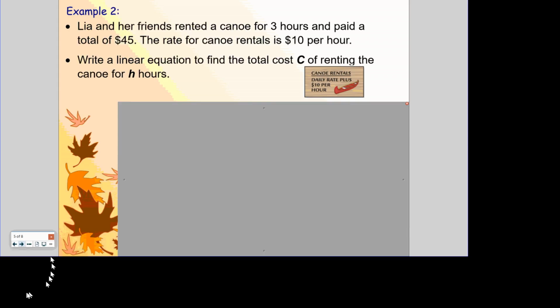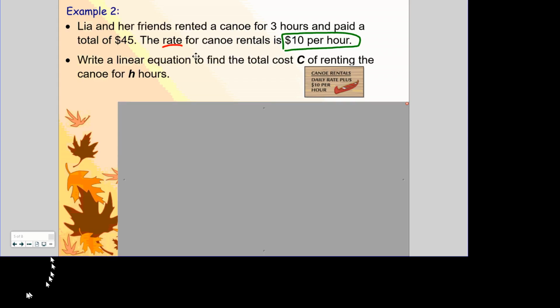Leah and her friends rented a canoe for 3 hours and paid a total of $45. The rate for canoe rentals is $10 per hour. Right there, we're told rate. So that's a hint that $10 per hour is our slope. Okay. We're to write a linear equation to find the total cost C of renting the canoe for H hours.